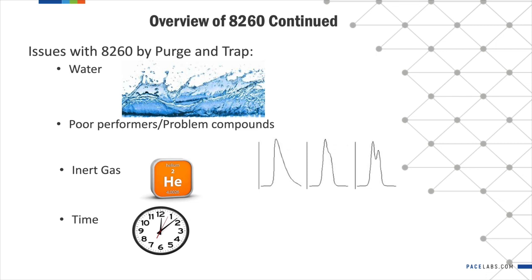There are also a large number of poor performers and problem compounds. The actual EPA method itself labels a large number of compounds that exhibit known difficulties with reproducibility, response, recovery, stability, and/or chromatography. The inert gas we use has also become an issue because of the helium shortage. And finally, time is always an issue in a production environment. More samples equals more revenue. There is always a need to maximize efficiency in environmental testing.